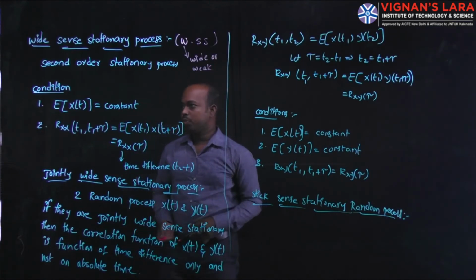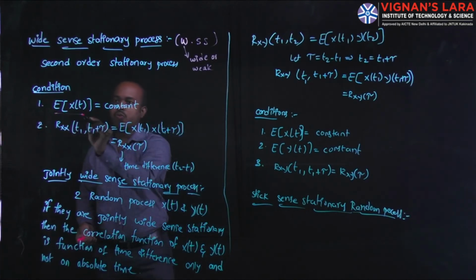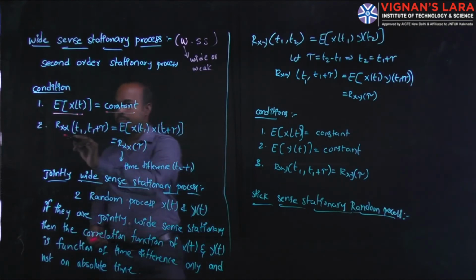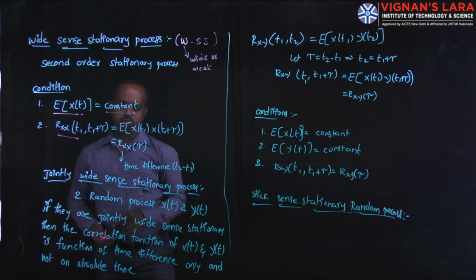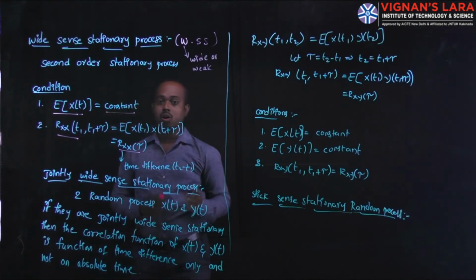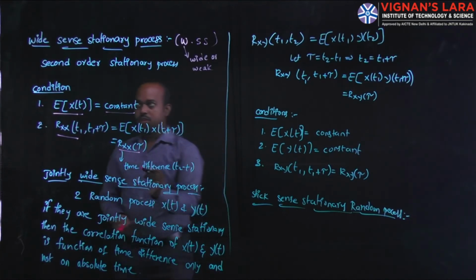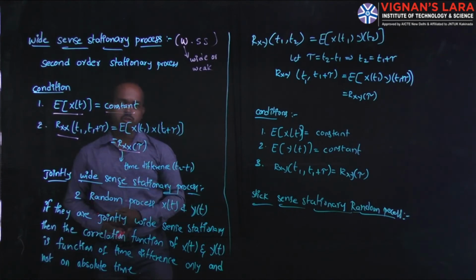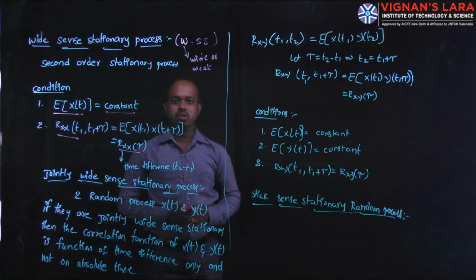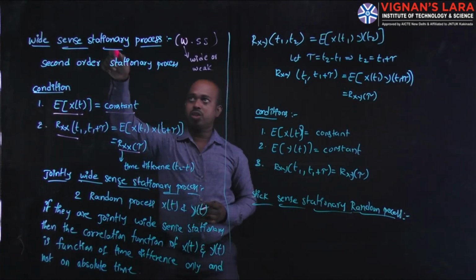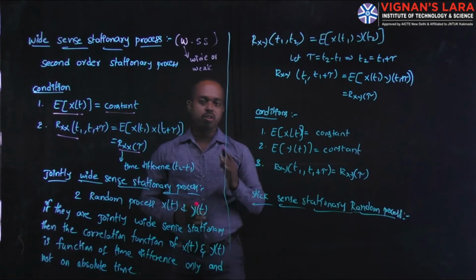The conditions for this one: first, the expectation value of the random process, E[x(t)], is equal to a constant. And the second one is that the autocorrelation function is only depending on the time difference but not on its absolute time value. These are the conditions for a wide sense stationary process. If a random process is given and you are asked to check whether it is a wide sense stationary process or not, we can check those two conditions.